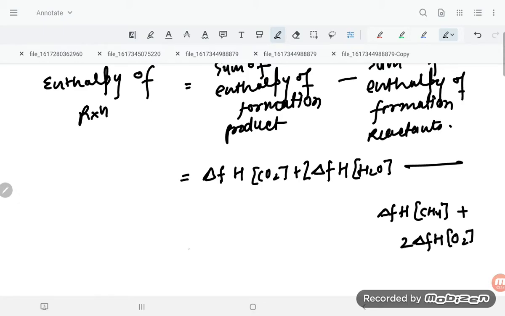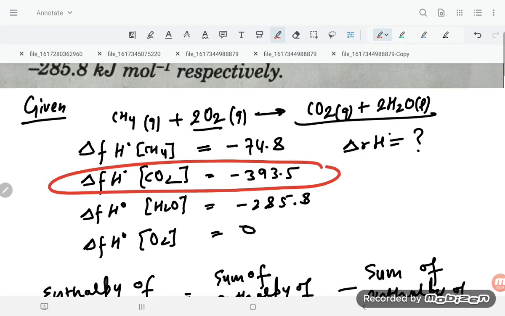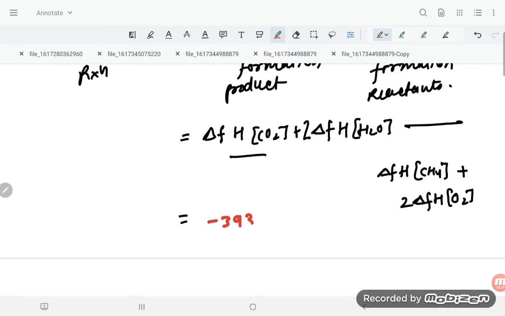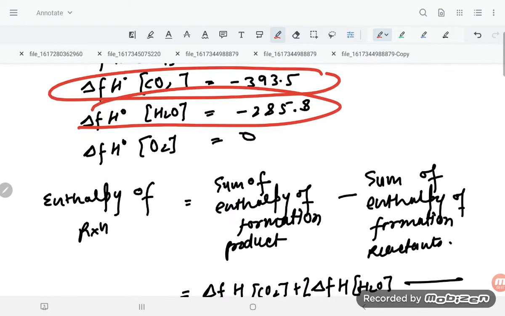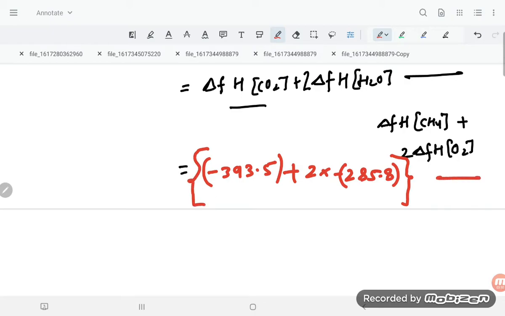Now put out the values, dear students. What is the value for carbon dioxide? Minus 393.5. So here it is minus 393.5 plus 2 into the water value, 2 into minus 285.8, and this will be in the middle bracket. Minus sign we are putting, students.